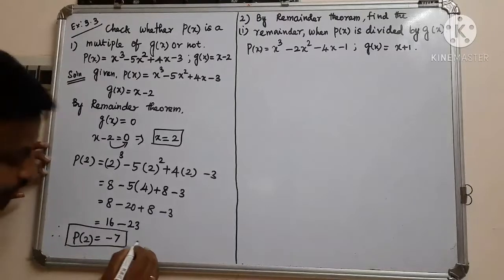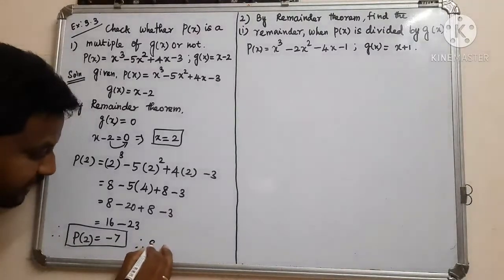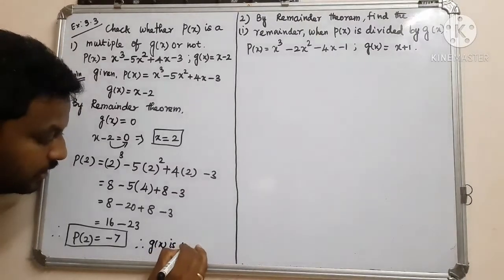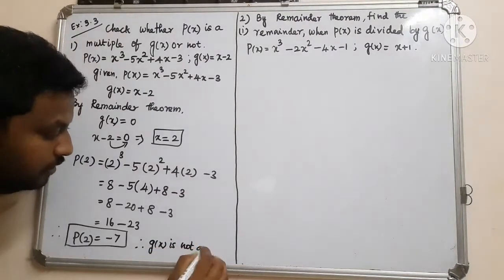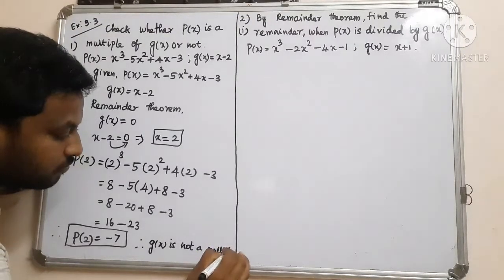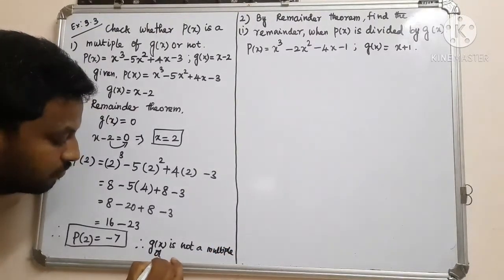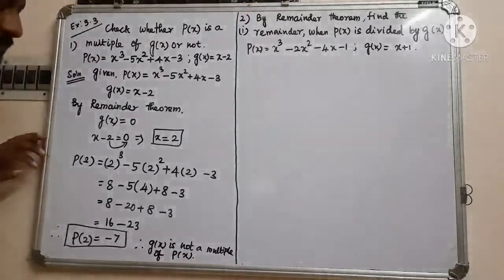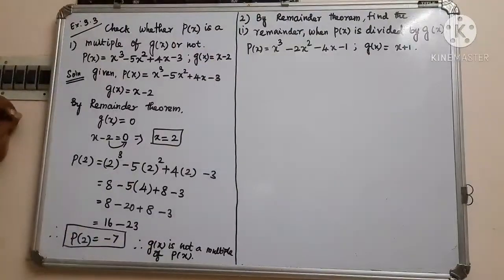So therefore g of x is not a multiple of p of x. Clear? So now we move on to the second question.